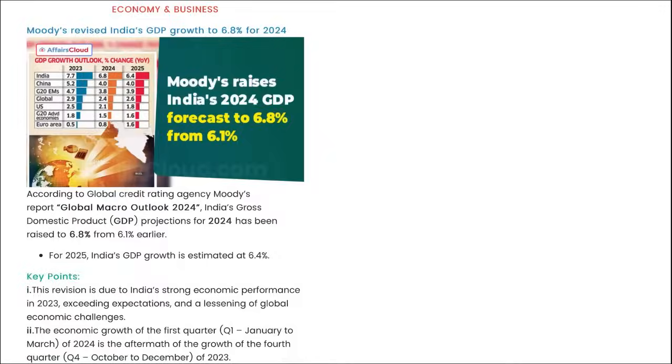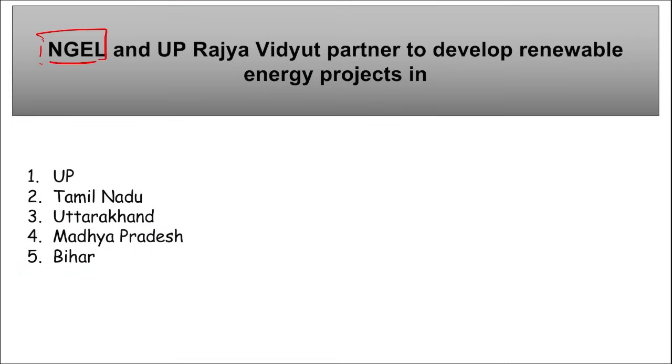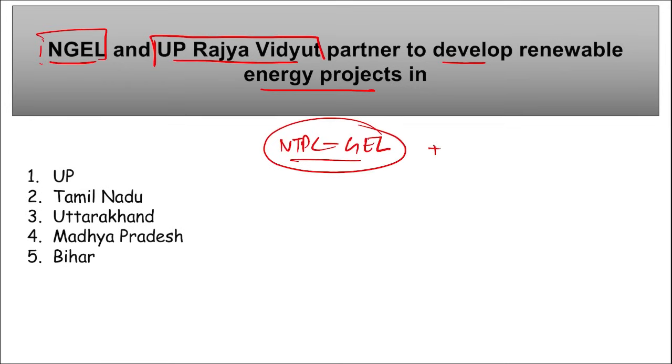Next is NGEL and UP Rajya Vidyut. They have partnered to develop renewable energy projects in which state? So remember NGEL, that is NTPC Green Energy Limited, right? They partnered with UP Rajya Vidyut, and this was a joint venture agreement, and it was for the development of renewable parks and projects in the state of Uttar Pradesh.